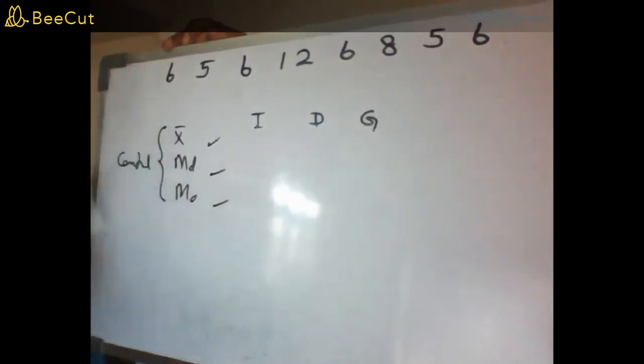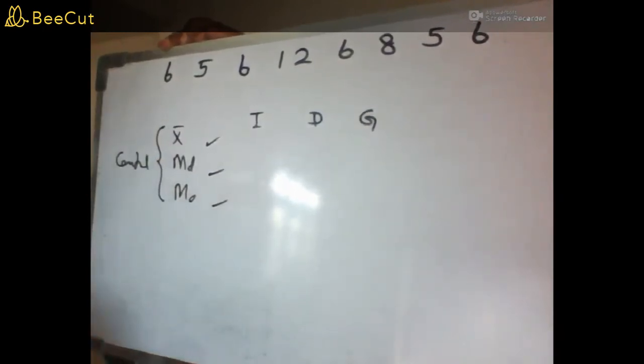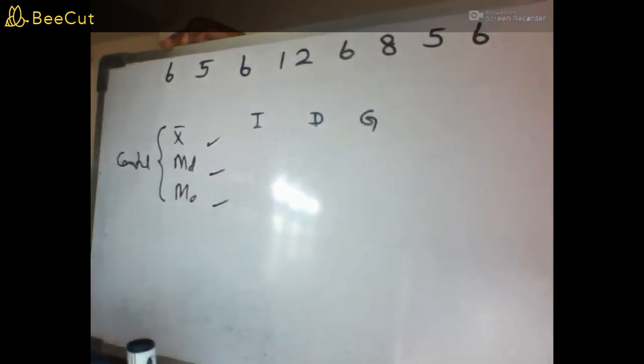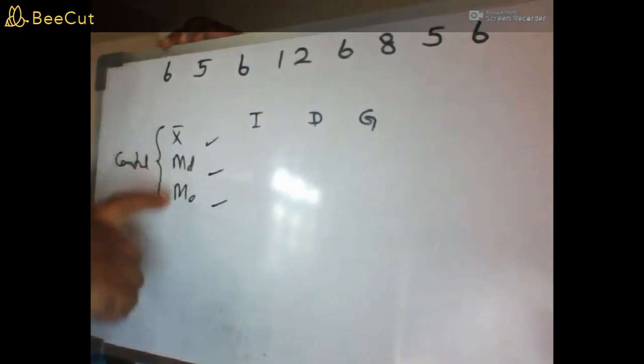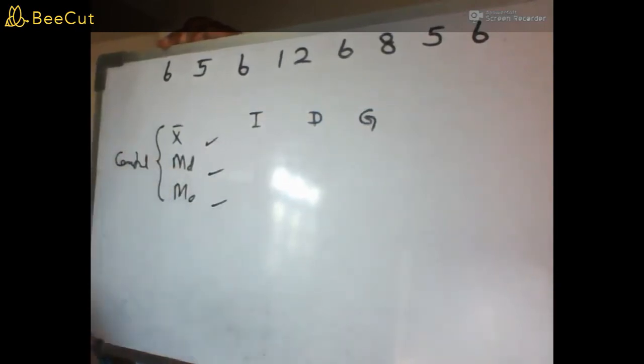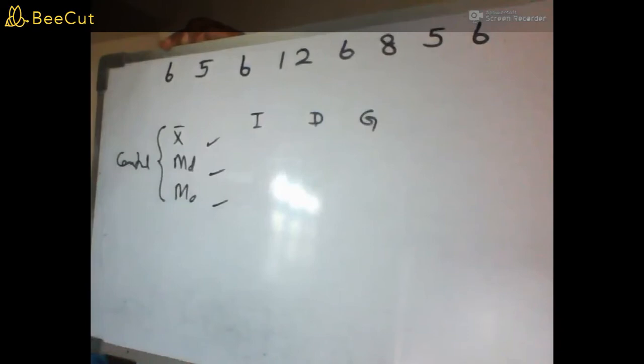Now say X bar is 80. That means the average is 80. If we give a test and we get the average 80, we can say the students have performed very well in the class. By a single value, we can interpret the performance of the students, by the mode, median, like that. That's the central tendency, right?